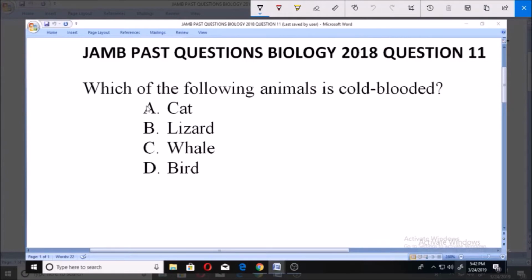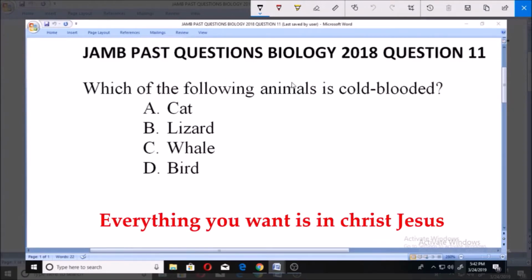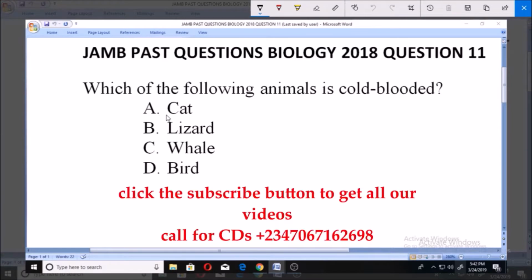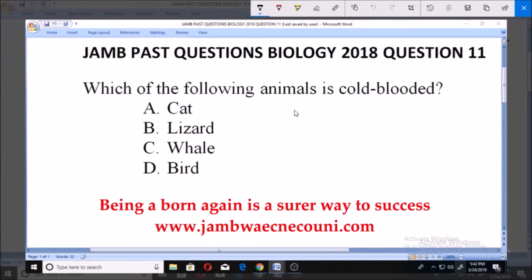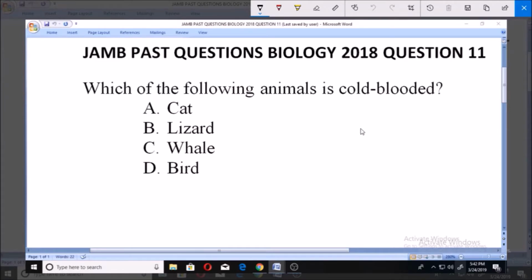Welcome. Let's look at question number 11 for JAMB Past Question Biology 2018. Which of the following animals is cold-blooded? A. Cat, B. Lizard, C. Whale, D. Bird. Now we said that cold-blooded animals, or poikilothermic animals, are those animals whose temperature varies according to the temperature of the environment, and we say that mostly the reptiles and amphibians are the cold-blooded animals.